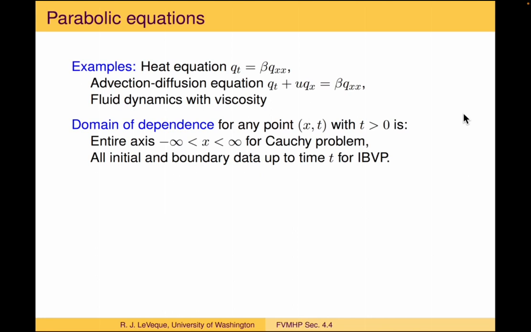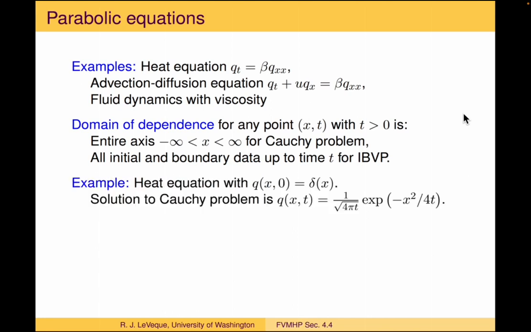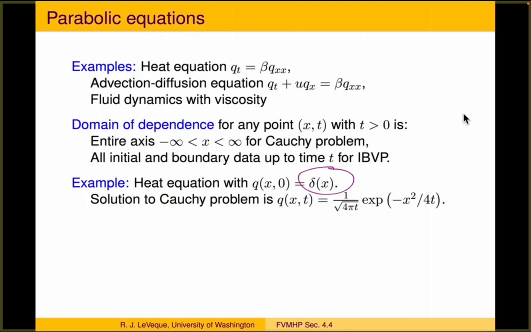Because for parabolic equations, if we look at the domain of dependence of a point, it is the entire axis. For a hyperbolic problem, we can just trace back characteristics, and we have a finite number of points that determine the solution. But for a parabolic equation, the solution at every point initially can influence the solution everywhere. So for example, if we look at the heat equation, even if we take initial data that's a delta function, localized at a single point and zero everywhere else, then the solution is a Gaussian that's non-zero everywhere. That delta function immediately spreads out to something that's non-zero everywhere.